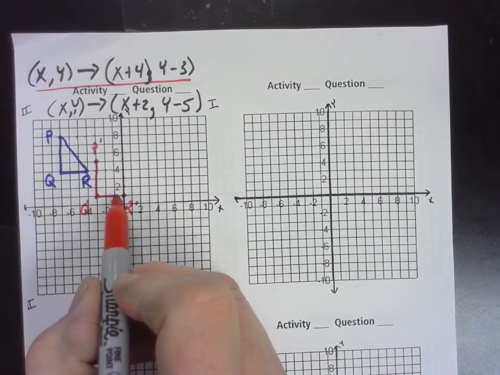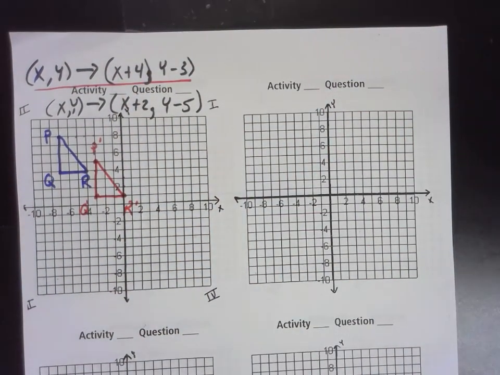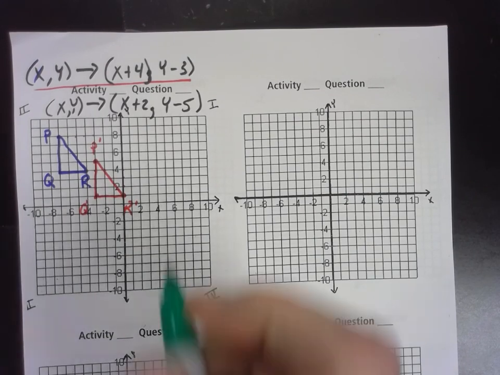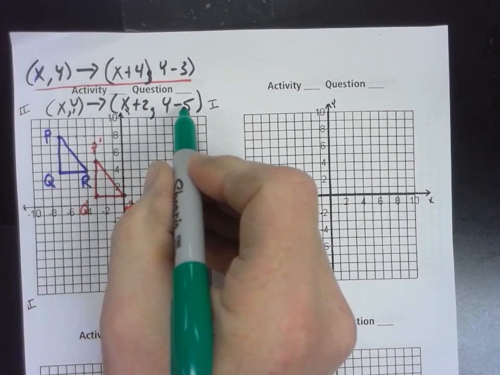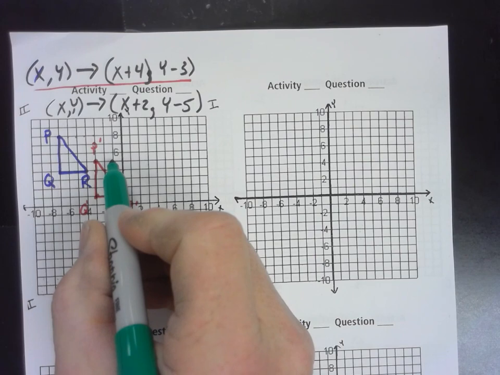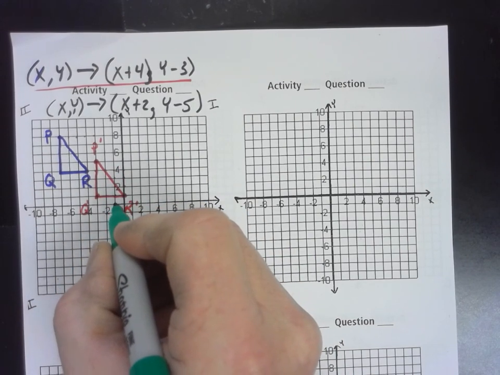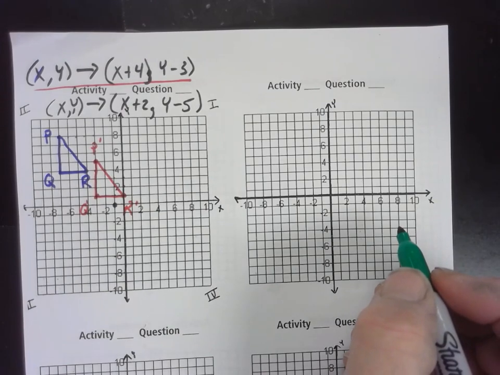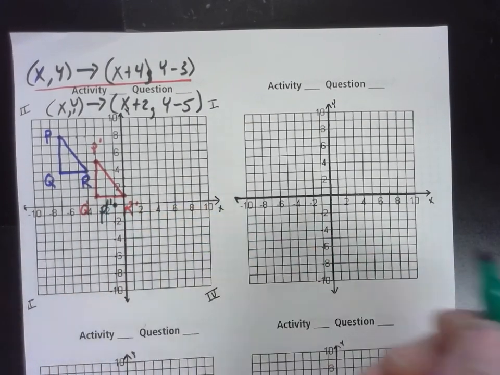Now, when they did a composition, did you notice that the third figure they did in green? Again, that's just in this book. There's no rule about that or anything. So we're going to do this again. We're going to take this one now and go to the right 2 and down 5. So to the right 2, 1, 2, 3, 4, 5. And what are we going to call that point? P double prime.